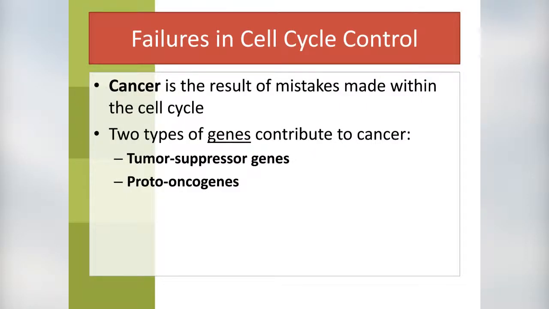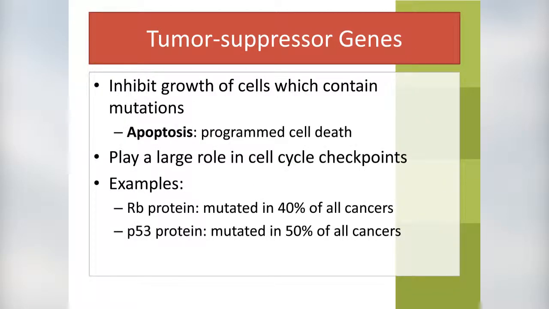It's common to have failures in the cell cycle control. When this happens, cancer takes place. There are two types of genes that contribute to cancer. There are tumor-suppressor genes and proto-oncogenes.